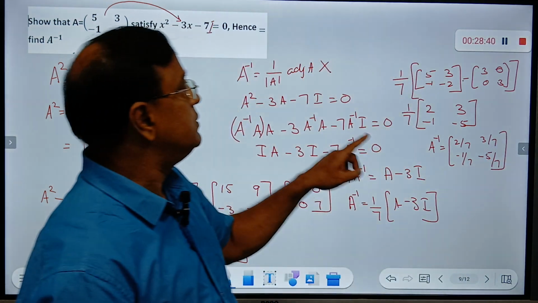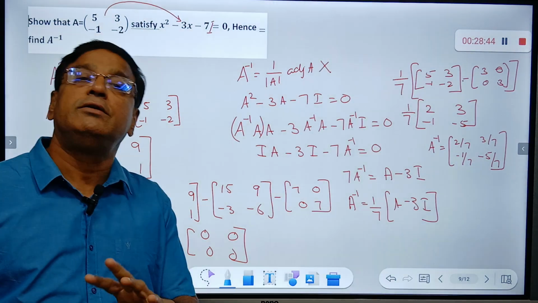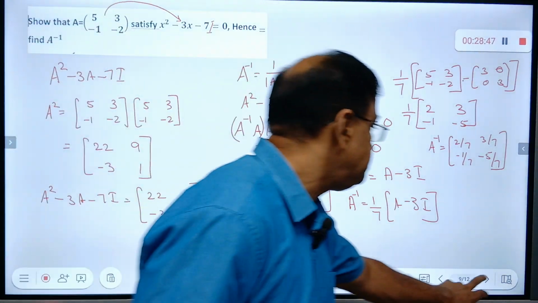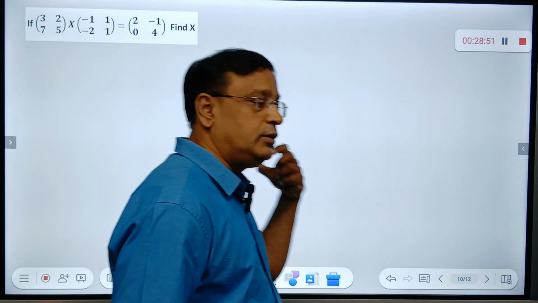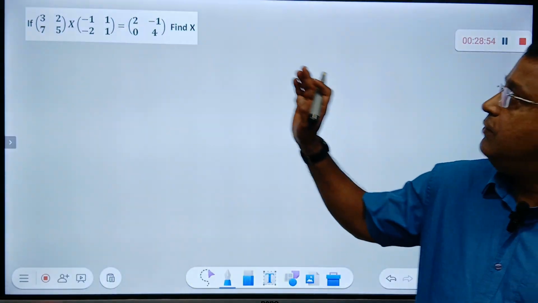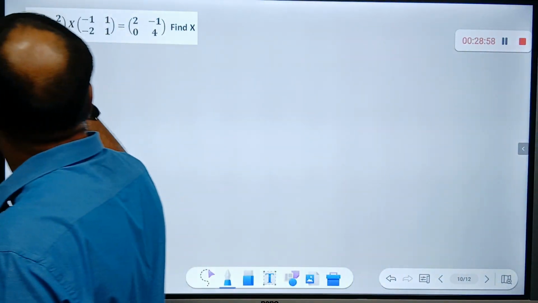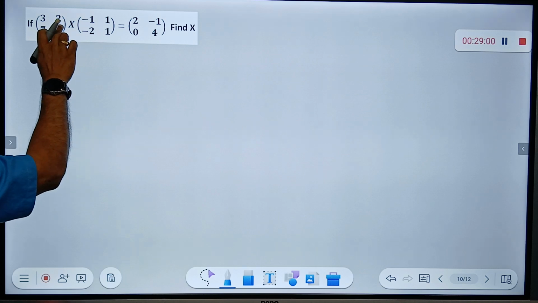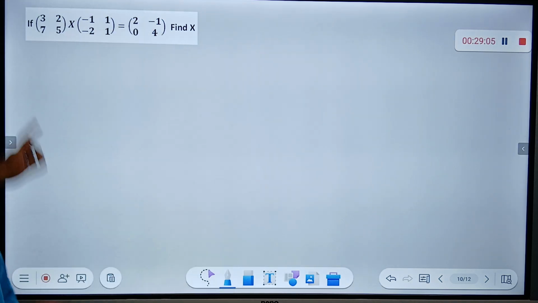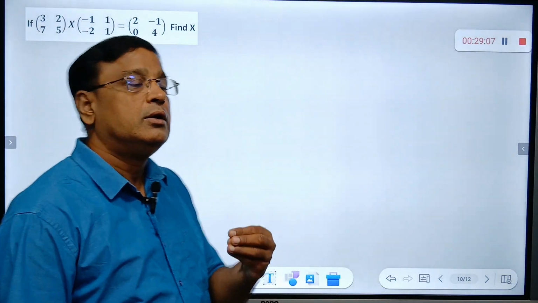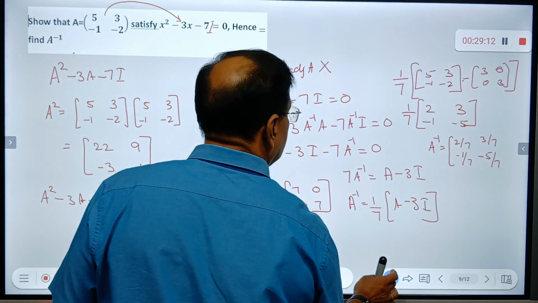You have to find the inverse only using this method for these types of problems. Don't forget, it's a very, very important type of question. Well, this is another very, very interesting, very simple question, and it has come in the board exam also. Now here, you have been given a 2 by 2 matrix, an X matrix, and another 2 by 2 matrix, and you have to find X if it satisfies this equation. Now how do I do it? Very, very simple.